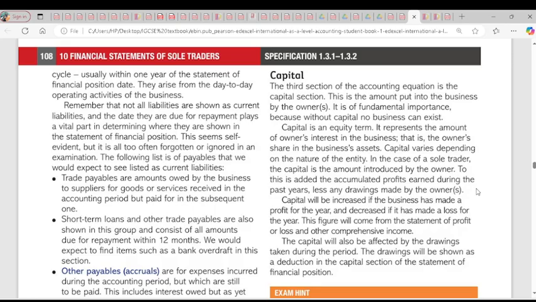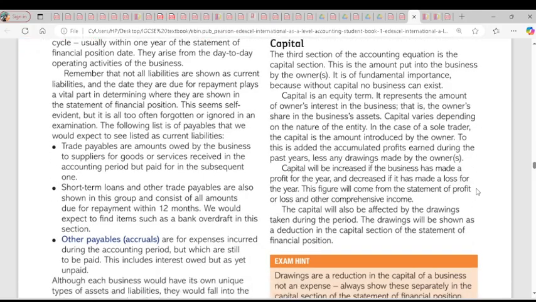So capital increases if profit is made, then you add it to capital. If loss is made, you deduct it from capital. Is it clear? Any question about that? So that means capital increases if the business makes a profit, and capital decreases if the business makes a loss. Clear? So that takes us to activity.